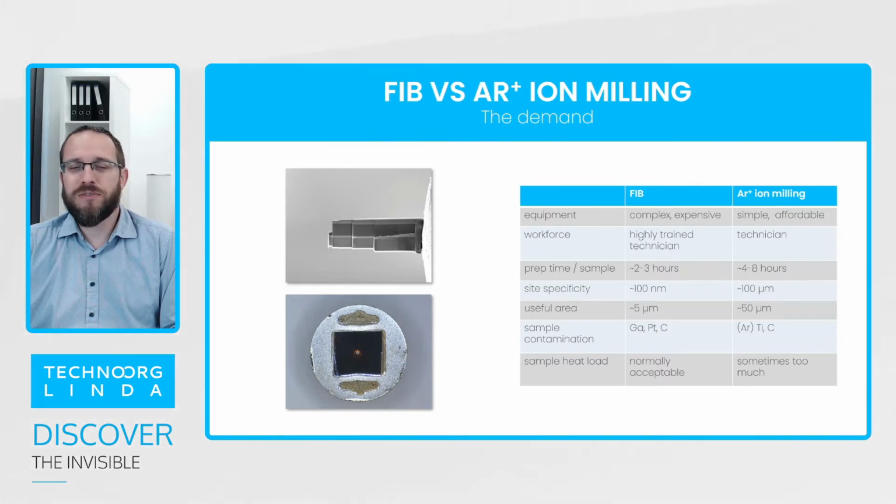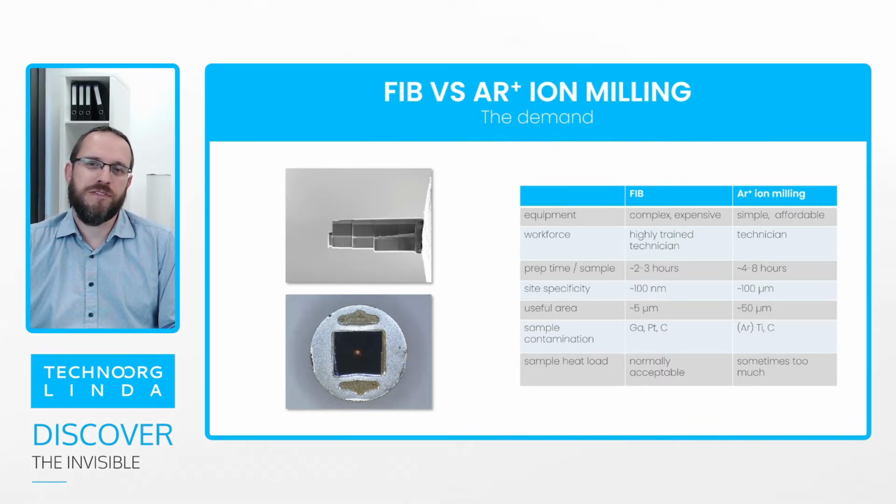Sample heat load is also an issue. In FIB, normally it's acceptable. In the argon ion milling case, sometimes it becomes too much, and then cooled sample stages are used to avoid excessive heat load on the sample.